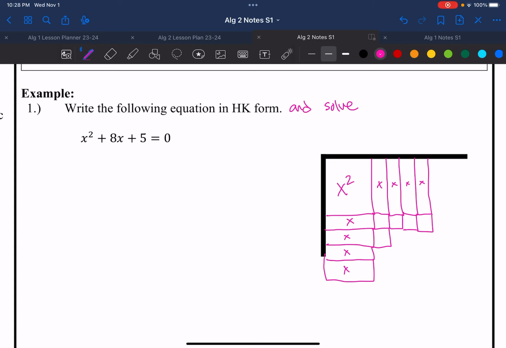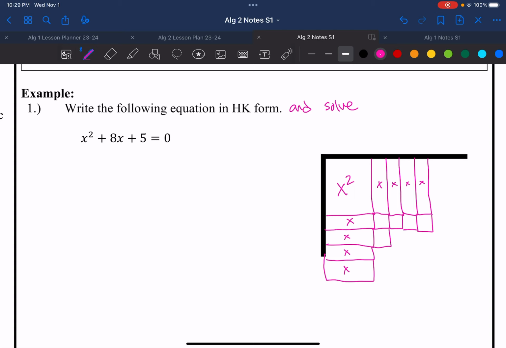Now what I'm looking for is still those missing pieces, only this time it's not going to be a perfect square number. So let's count. I got 1, 2, 3, 4, 5, 6, 7, 8, 9, 10, 11 missing pieces here. So what I'm going to do is rewrite my problem with those missing pieces.